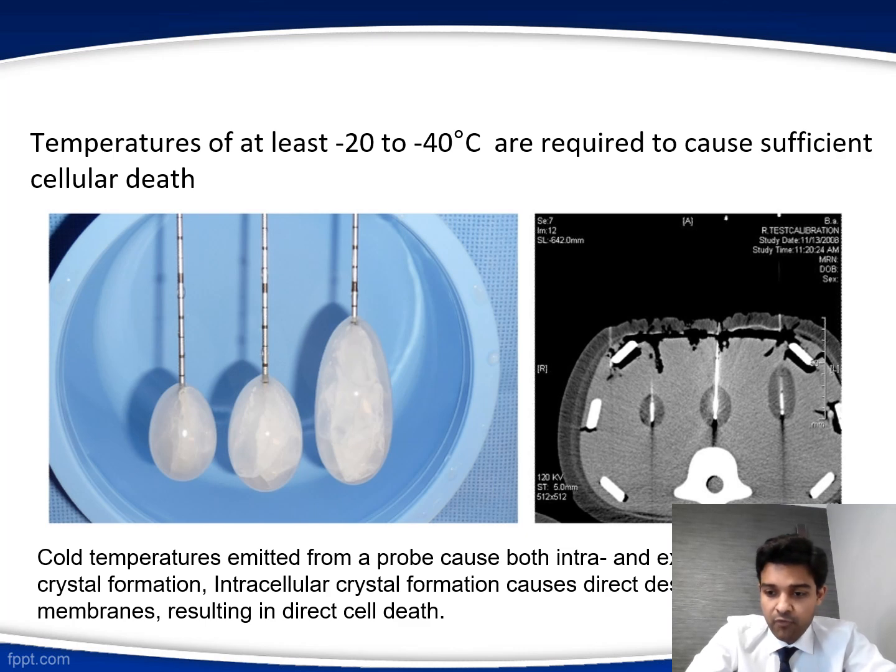One is formation of ice crystals within the cell, as you can see, thereby disrupting the membranes and interrupting cellular metabolism among other processes. Second is coagulation of blood, thereby interrupting blood flow to the tissue, in turn causing ischemia and cell death. And the third process is induction of apoptosis, the so-called programmed cell death cascades.